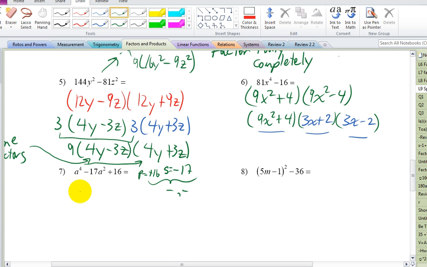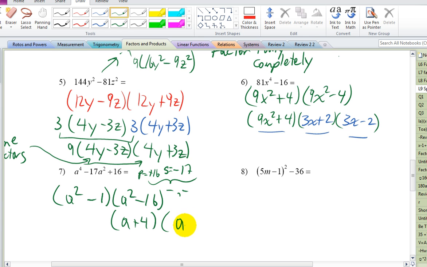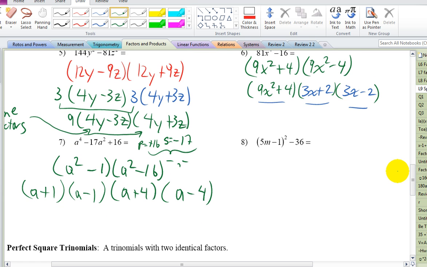So you should have got a squared minus 1 times a squared minus 16. This one you should have very easily seen as a plus 4 times a minus 4. But the square root of a squared is easy. What's the square root of 1? 1. So you might not have seen that a squared minus 1 can be done again. Okay, but you can factor them both. So for this one, we had 4 factors. Okay, 4 full factors. Questions?